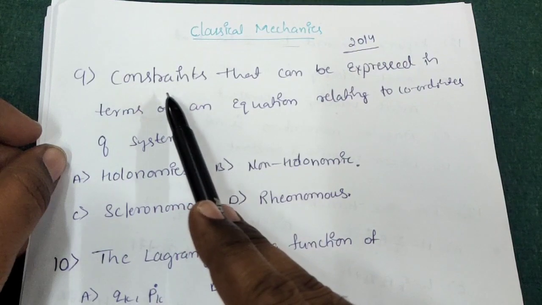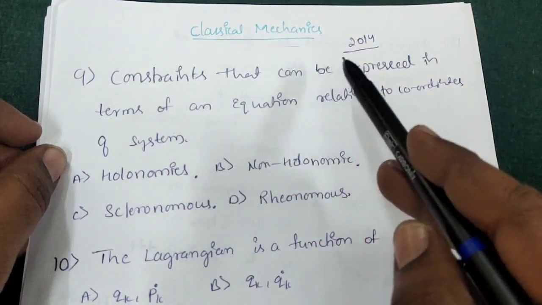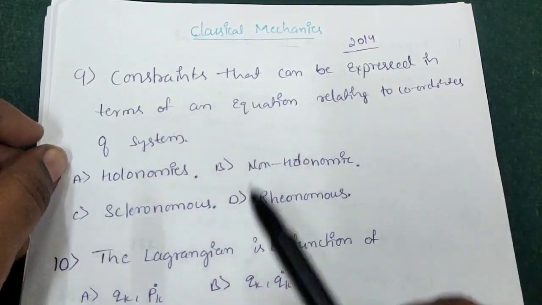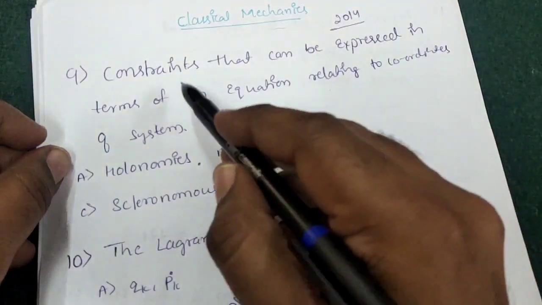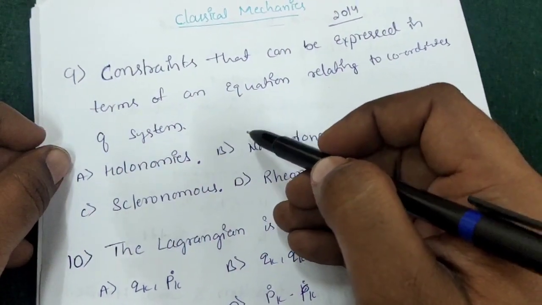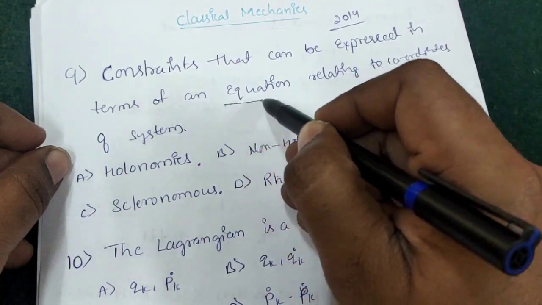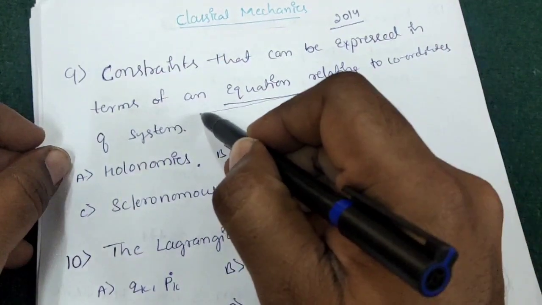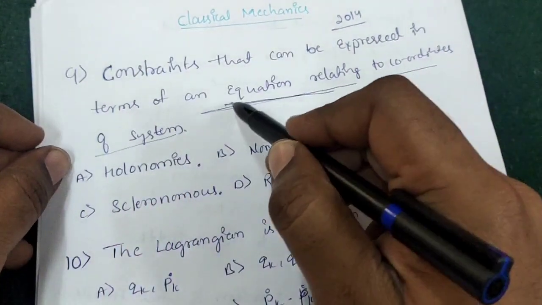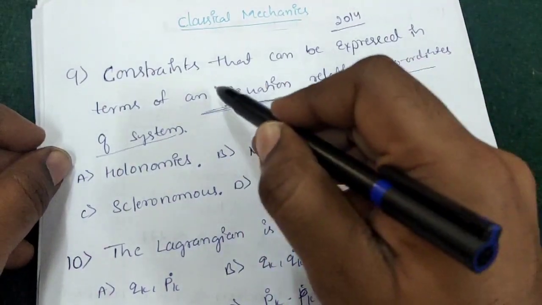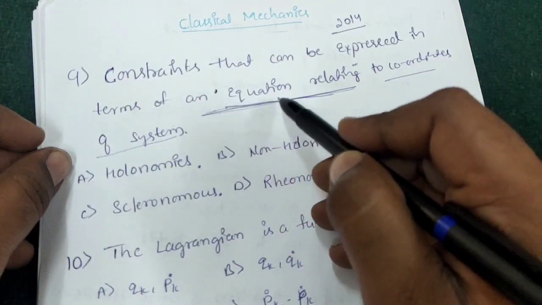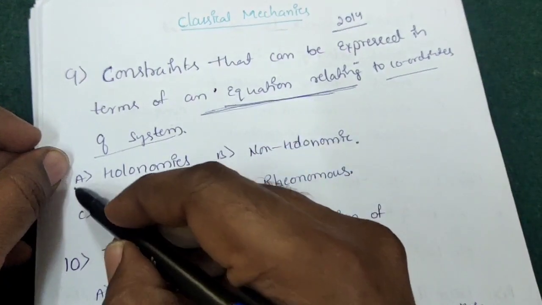Here, constraints that can be expressed in terms of an equation relating to the coordinate system. The constraints mean what is restricted for a body in a particular direction. If the question given is possible to write in terms of an equation relating to the coordinates and time, then it is holonomic. Time is not mentioned, but the equation is given to identify the answer.